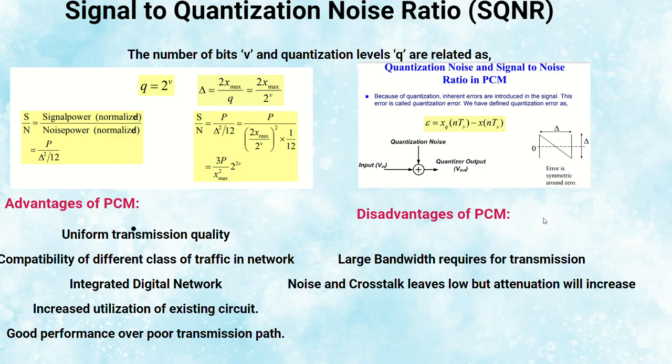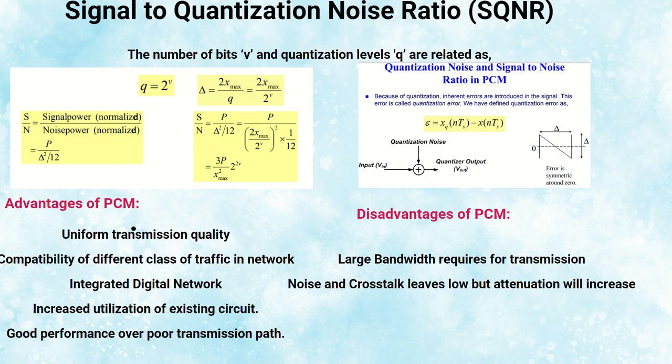This error is known as quantization noise, and it is minimized by increasing the number of quantization levels, but increasing the number of quantization levels increases the number of bits to represent each sample, and hence increases the bit rate at the cost of transmission.